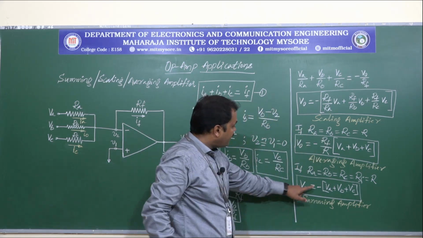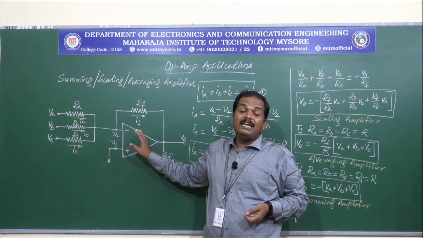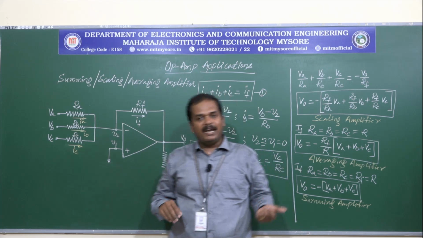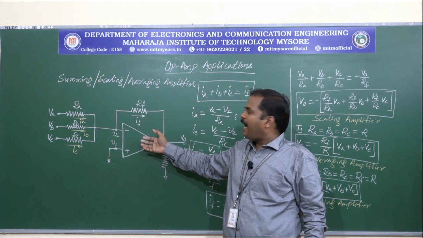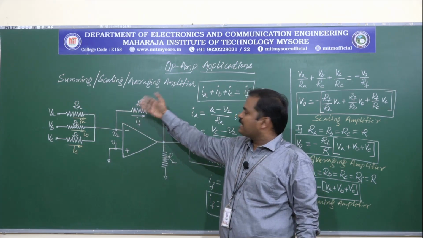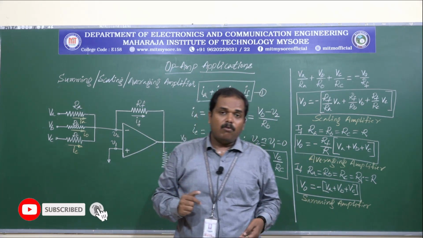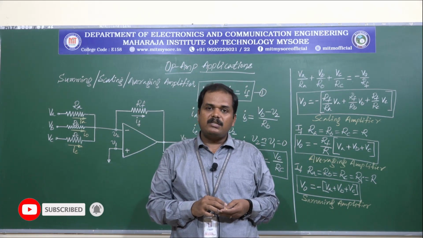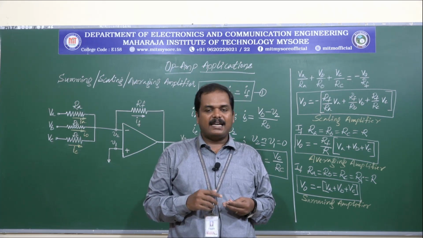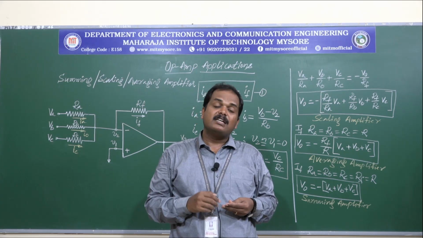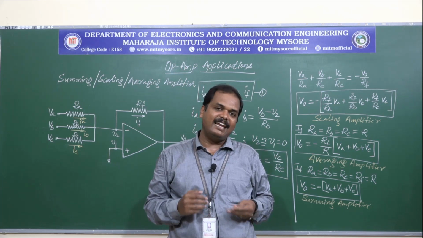So we have this negative sign in all the equations because the op-amp is connected in inverting mode. So this is the working of an op-amp circuit as a summing amplifier, scaling amplifier and averaging amplifier. So that's all we have for this session. In this session we have understood three applications of op-amp. One is inverting, second one is non-inverting, and the third one is summing amplifier, which can also be used as averaging amplifier and scaling amplifier.